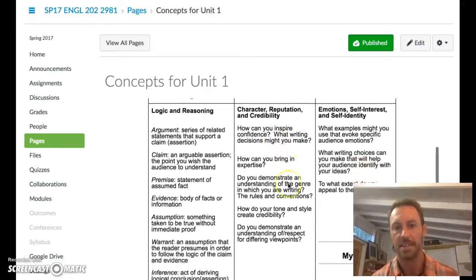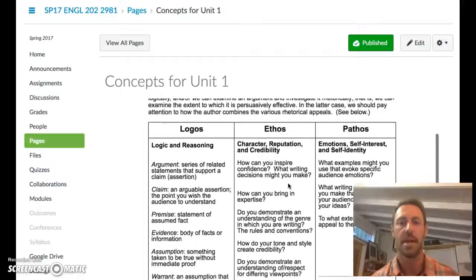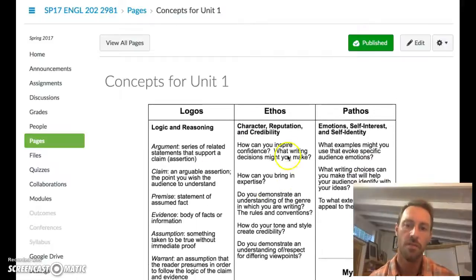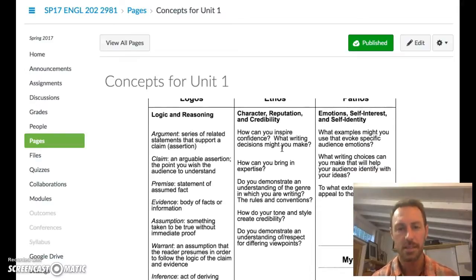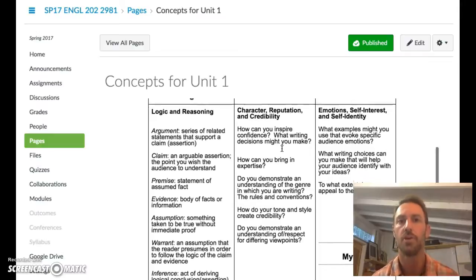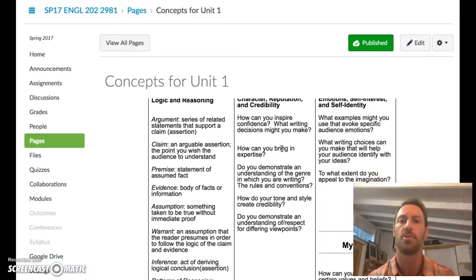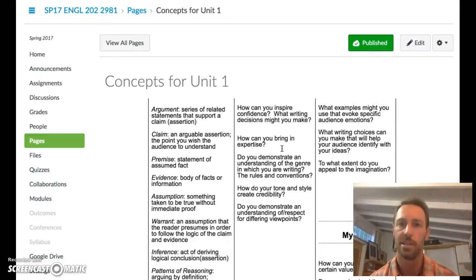That's what all of these concepts are getting at here. And so I ask you to take a little bit of time and read over this cheat sheet. And if you need more details, I've provided a link that provides more details. But this is the sort of stuff that we'll be doing in this first unit. We'll be examining how arguments work logically, but we'll also be examining how arguments work rhetorically, how they use other rhetorical appeals in order to persuade the audience.